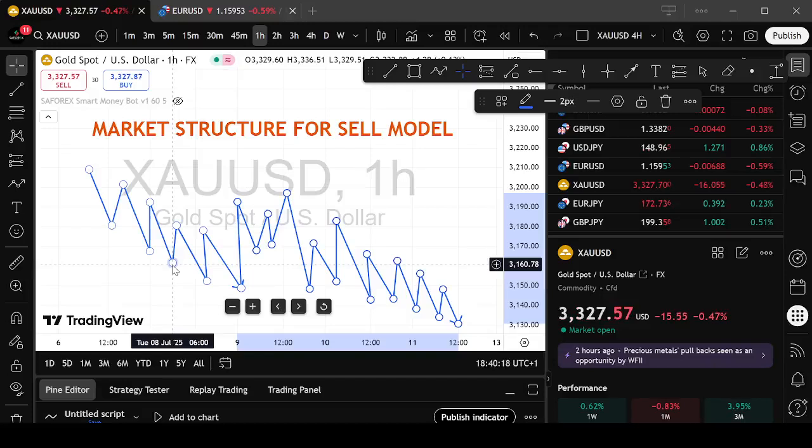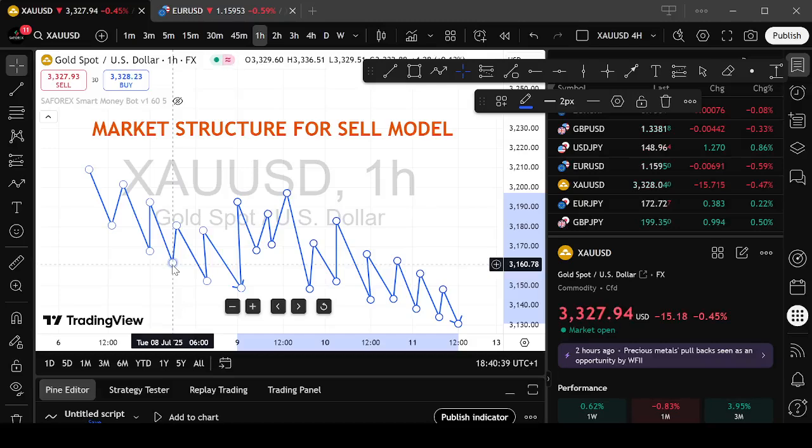Please take note, the retracements are also shallow and rejected at the resistance zone. So you must know it. Sellers are actually in control of a sell market, and buyers are getting weaker.